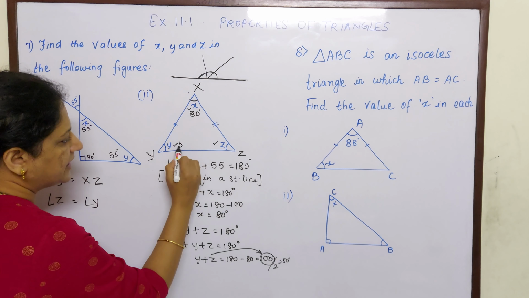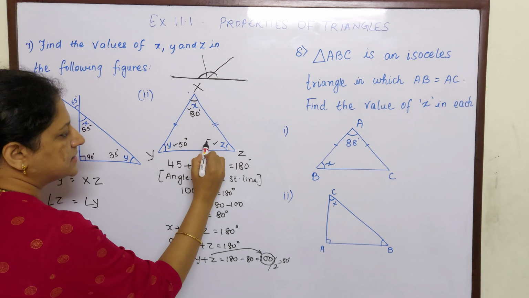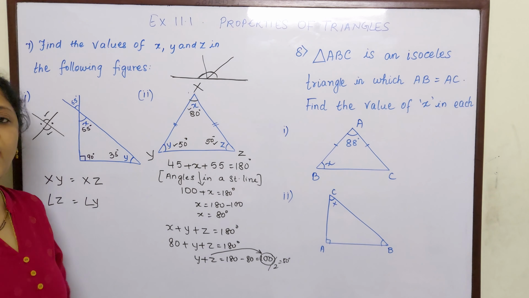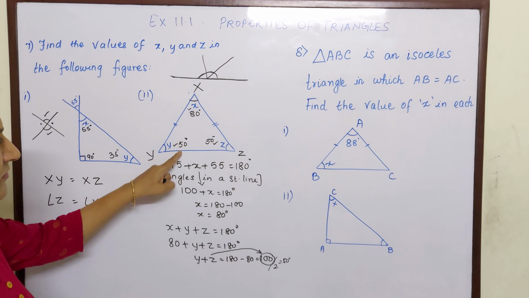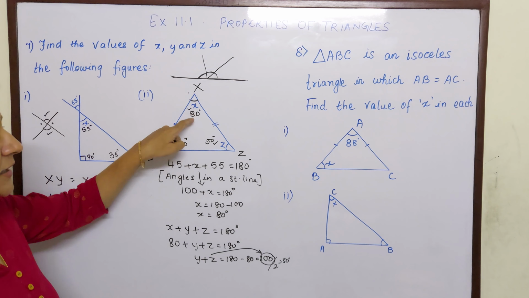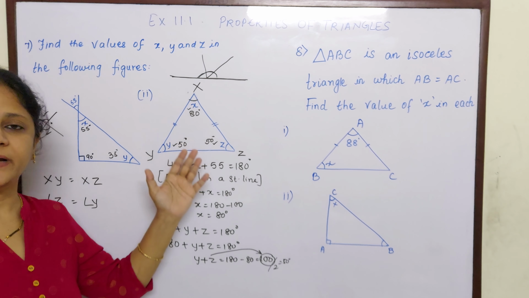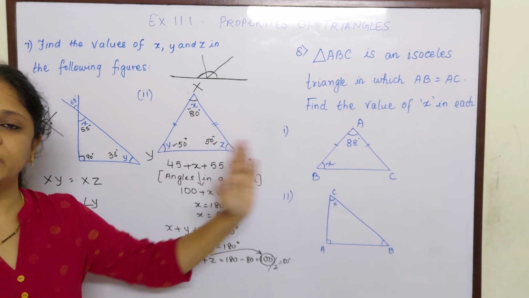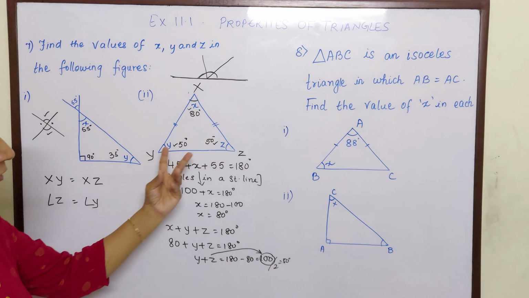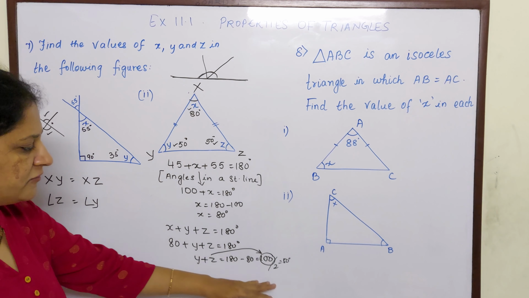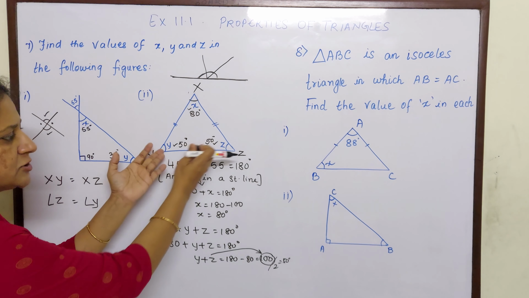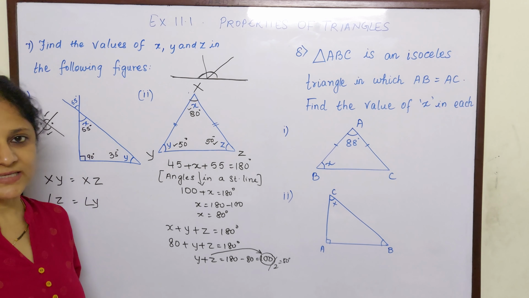That means y is also 50 and z is also 50, and according to the angle sum property, 50 plus 50 is 100, 100 plus 80 is 180, whereas the angle sum property is also proved. So when two angles are equal, you will divide it by 2 and distribute it equally to the base angles.